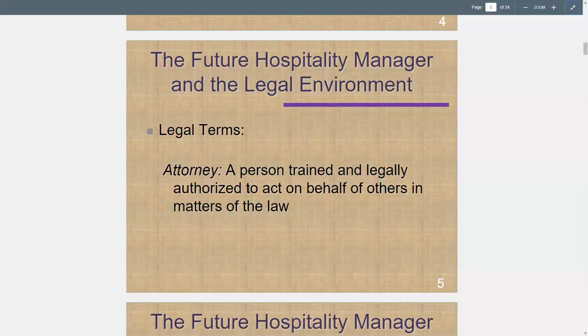If the law ends up interesting you more than hospitality, you are welcome and encouraged to reach out to me, and I will be delighted to talk to you at great length about both the attorney career path and the paralegal career path. But let me just talk a little bit about what a paralegal is.